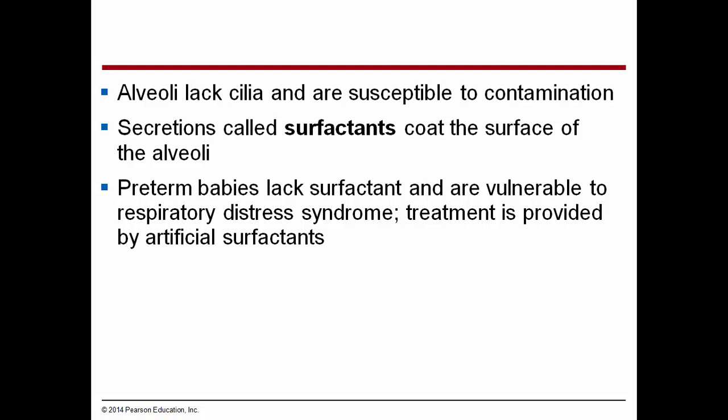Alveoli lack cilia and are susceptible to contamination. So the bronchi have cilia, but alveoli do have secretions called surfactants, which coat the surface of the alveoli. Preterm babies lack surfactant and are vulnerable to respiratory distress syndrome. Treatment is provided by artificial surfactants. So if you have a preemie baby, they may have to be treated with artificial surfactants in order to enhance their ability to respirate.